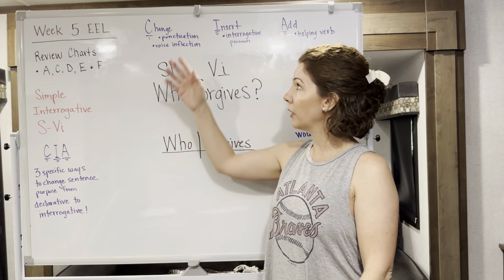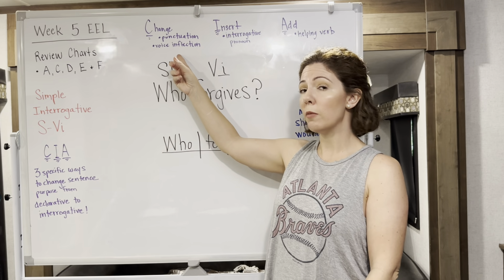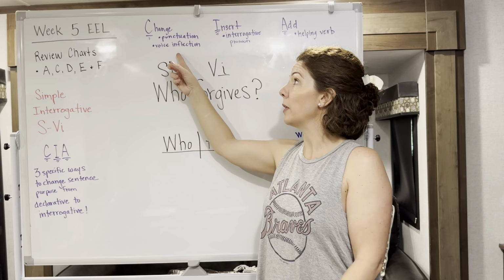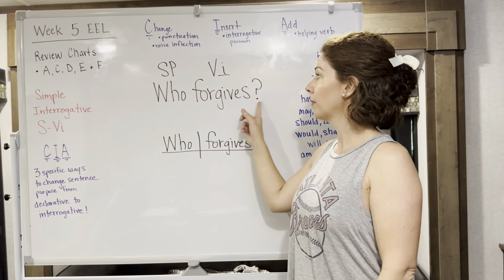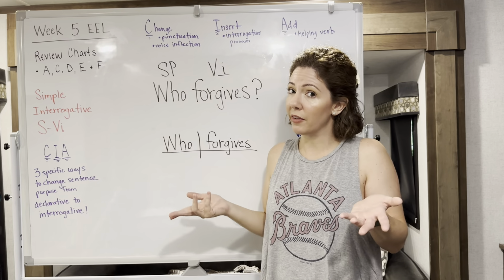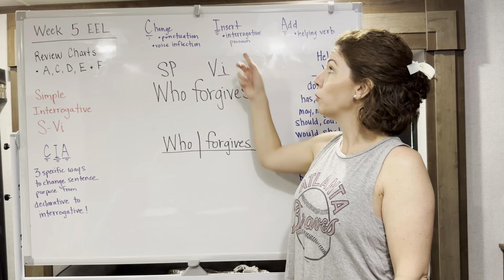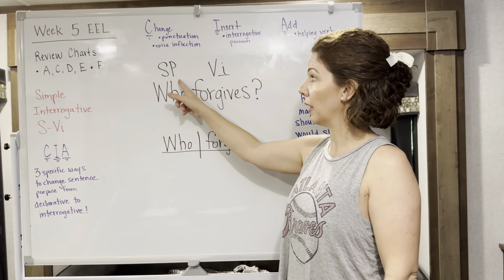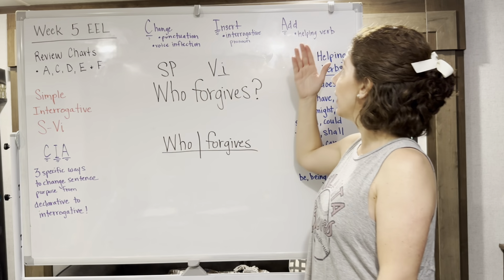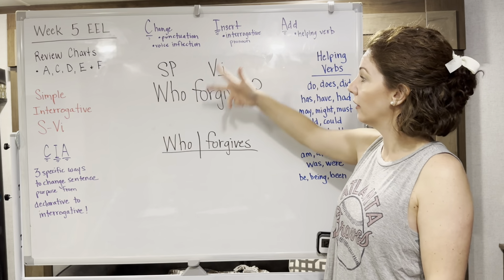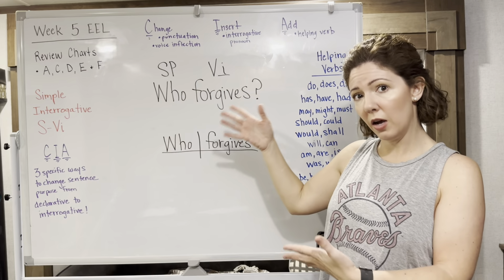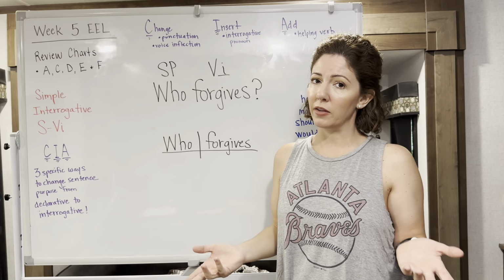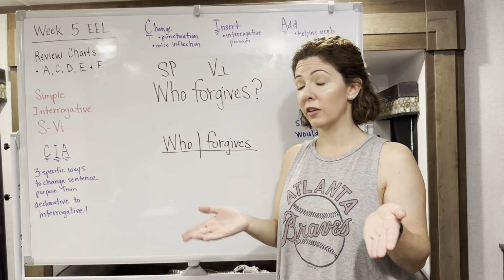So remembering CIA, one option for changing declarative purpose to interrogative is to change our punctuation and how we say it, voice inflection. The second one would be to insert our interrogative pronoun to replace our subject. And then we can also add a helping verb, as we did with does. And those are the three different ways to change the declarative to the interrogative purpose.